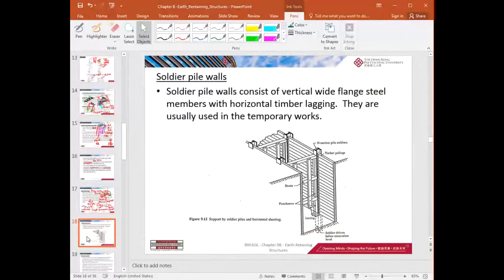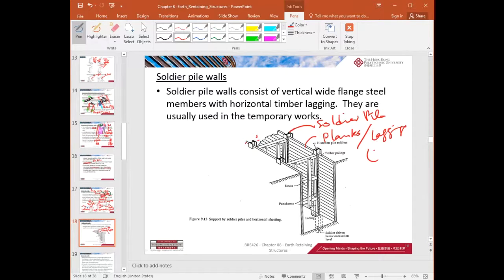Okay, the soldier pile. So here's the soldier piles, and that is sometimes the timber lagging, planks, or sometimes the laggings.